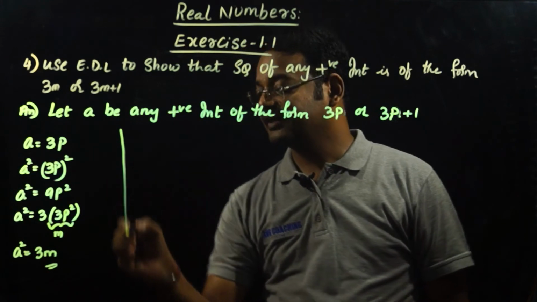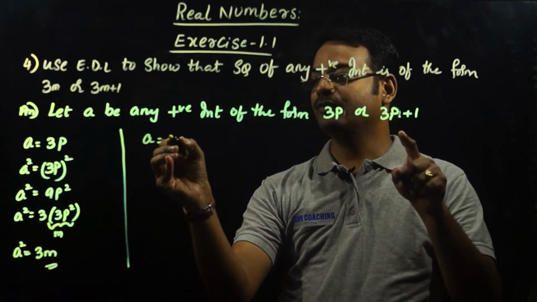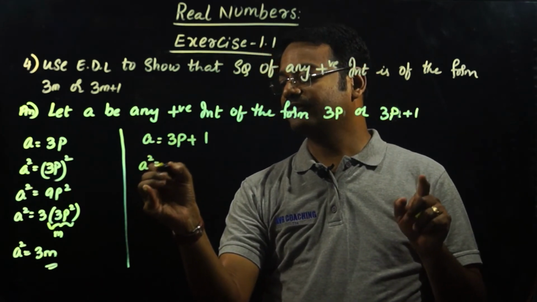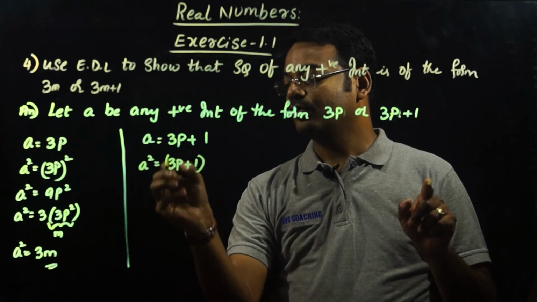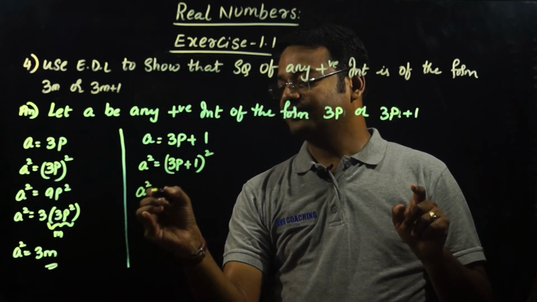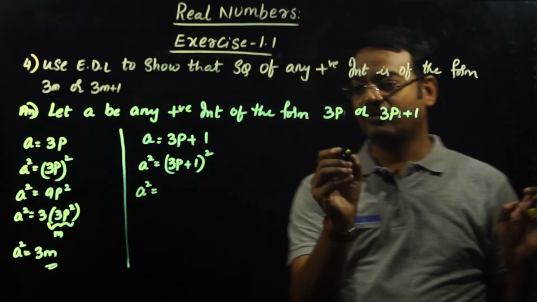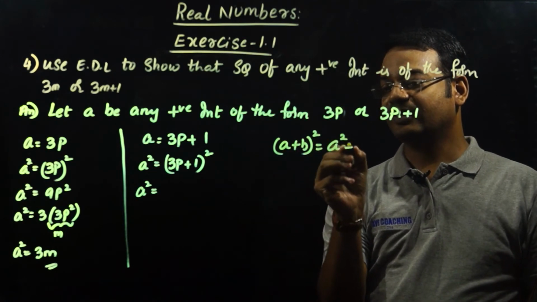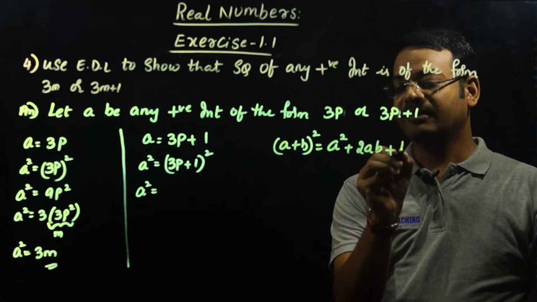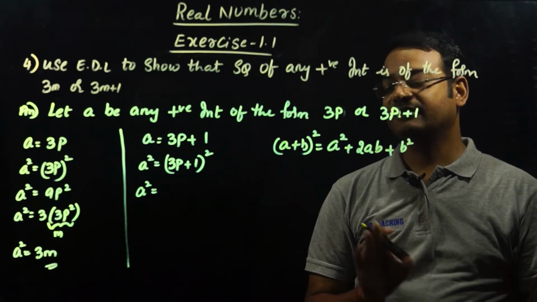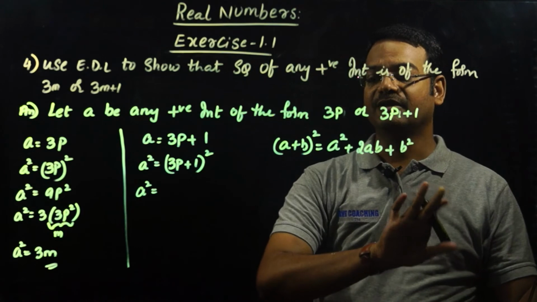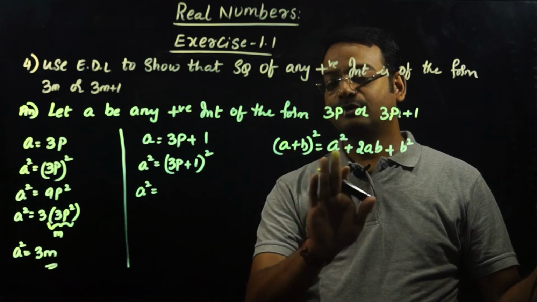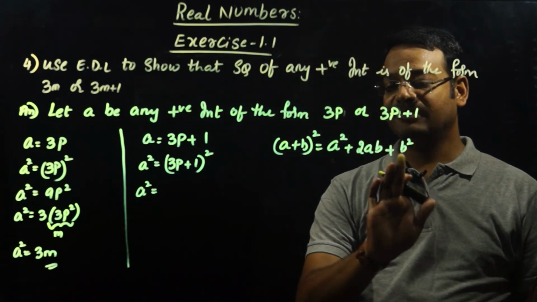Done. Now second, we have taken A equal to 3p plus 1. Here also we will square it on both sides. So A square is equal to (3p plus 1) whole square. If we apply the (A plus B) whole square formula, that is (A plus B) whole square is equal to A square plus 2AB plus B square. Now most of the students have the habit of writing A square plus B square plus 2AB. The formula is correct, but if we implement that for this problem, you will mess up the problem. So it's better to write the sequence as A square plus 2AB plus B square.